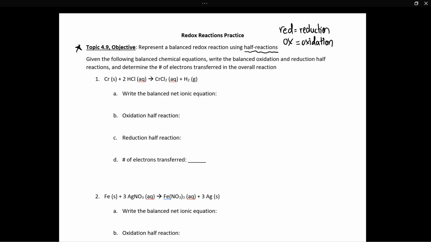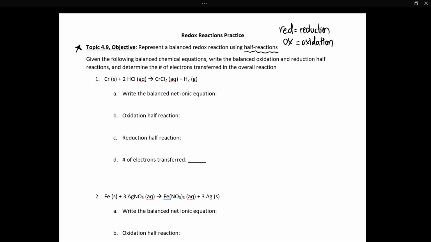And there's a video going over the basics of this, like what do we mean by half reactions. This video is just going to talk through some sample problems. So if you haven't watched that first video yet, or haven't looked at the notes yet on redox reactions, half reactions, look over that one first.